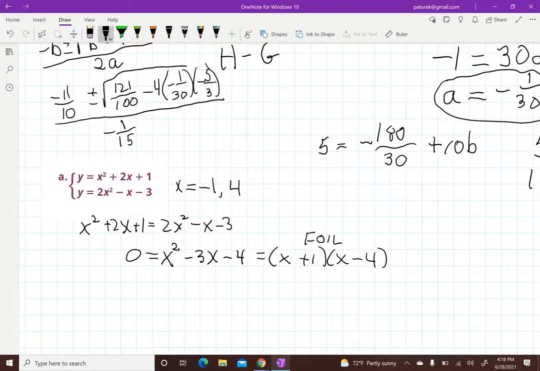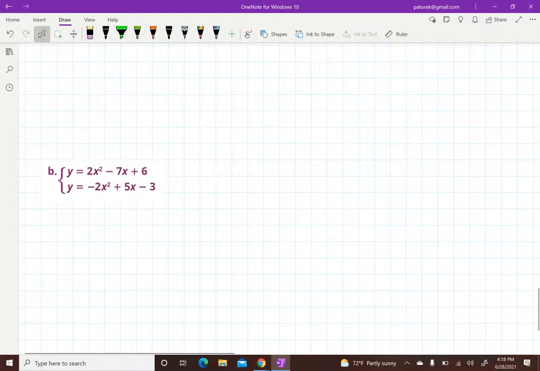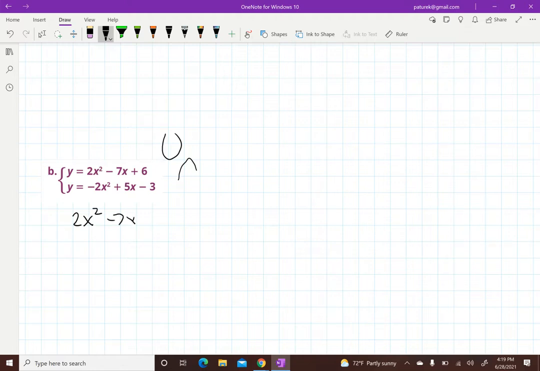But there was one more part to your homework assignment, and that was do this one as well. And this is the last part of your homework. Find these two by intersection. Well, same process. I would set them equal to each other. I see that one is an upward opening parabola and another is a downward opening parabola. So they may have 0 intersections. They may have 1 intersection. They may have 2 intersections. And that's the limit of the possibilities. Let's go find them. 2x squared minus 7x plus 6. Set that equal to negative 2x squared plus 5x minus 3.